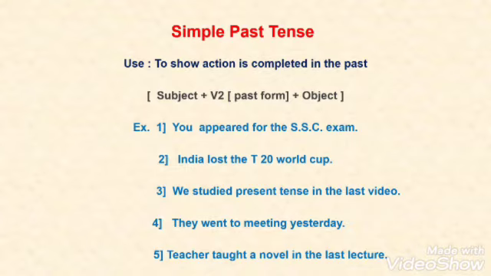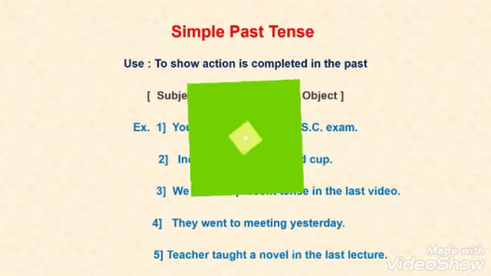And the last example is teacher taught a novel in the last lecture. If you look at these sentences, you can realize all five sentences follow this formula, subject, V2 and object. You appeared, India lost, we studied, they went, and teacher taught. Okay. So don't forget to use the formula while changing the sentences into simple past.